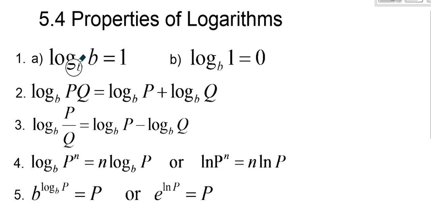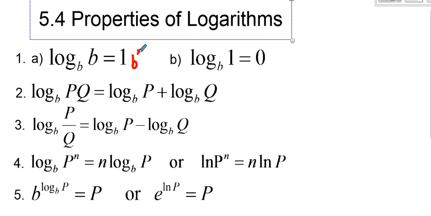The reason is because logs ask base to what power equals this thing. So it's saying b to what power equals b. That's why it's 1. That's what logs ask. Base to what power equals that thing.